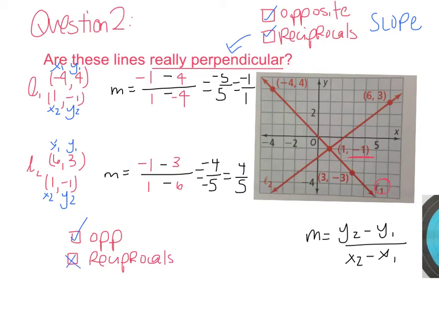That leads me to the conclusion that no, these are not perpendicular. So they are not perpendicular! And why are they not? Because their slopes are not opposite reciprocals.